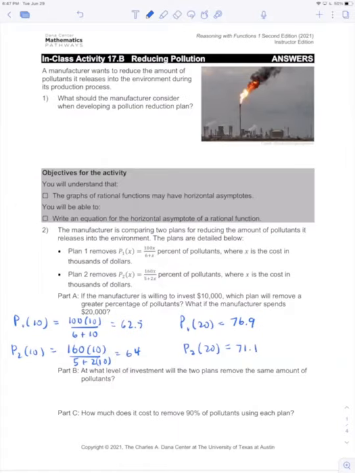Part B, at what level of investment will the two plans remove the same amount of pollutants? Okay, so what we can do here is just equate these two plans. P sub 1 of x is equal to P sub 2 of x, and that would be the same as writing 100x over 6 plus x equals 160x over 5 plus 2x. And we're just going to solve this for x.